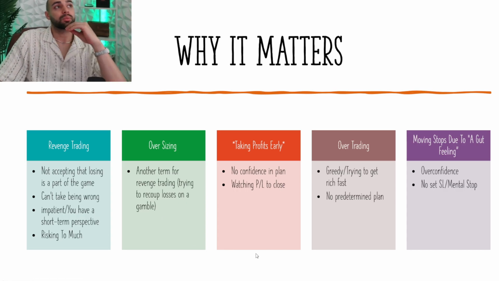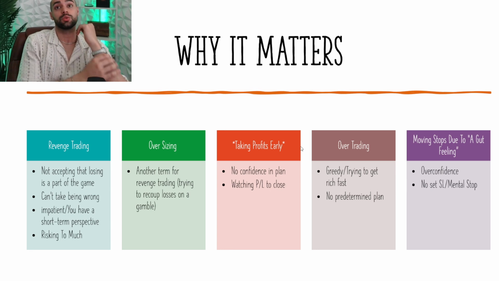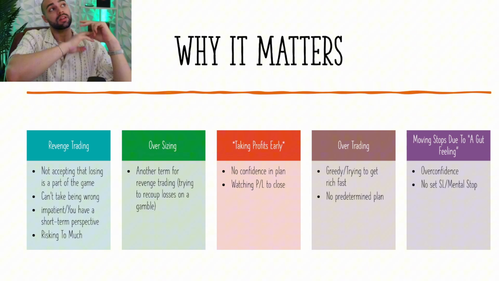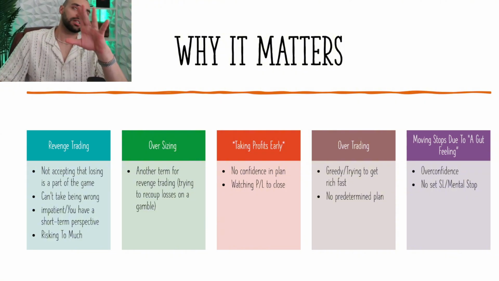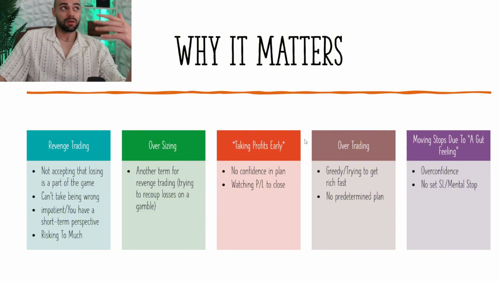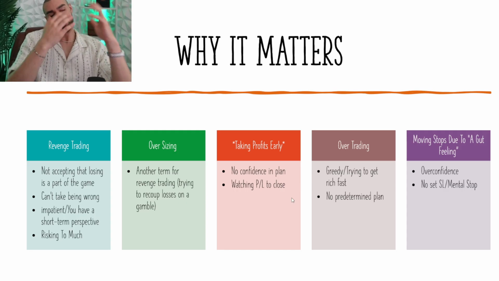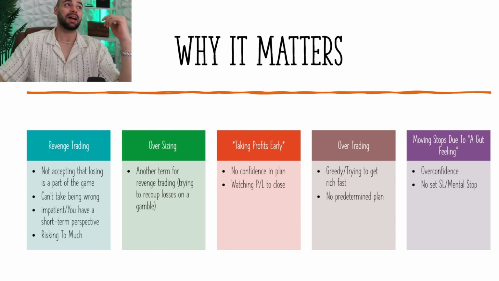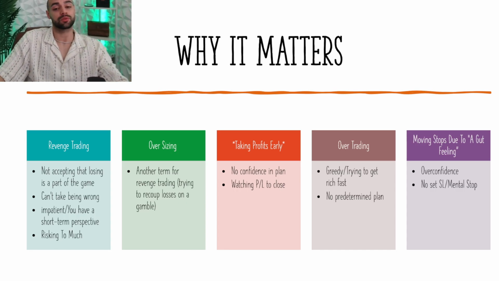Now, taking profits too early is one I actually used to do a lot. It basically falls into having no confidence in your plan and watching your P&L too closely. I'll talk about what I did to overcome this, but one thing you can start doing right now is removing your P&L from your screen. If you're watching your P&L too closely, you see big numbers, especially if you're trading prop firm accounts. You see $100 go up in profit, and it takes you 8 hours to make $100, for example.